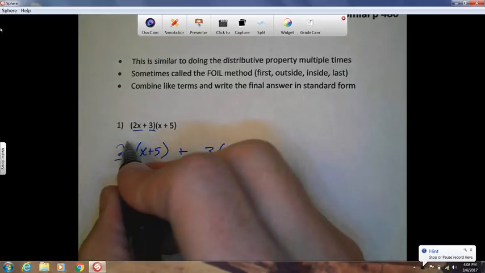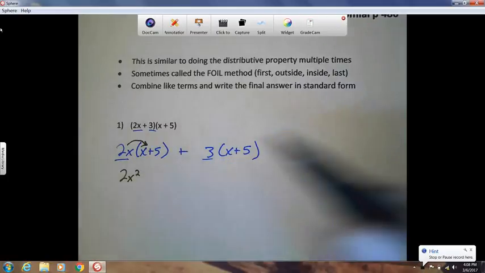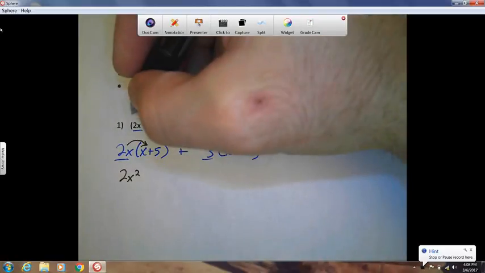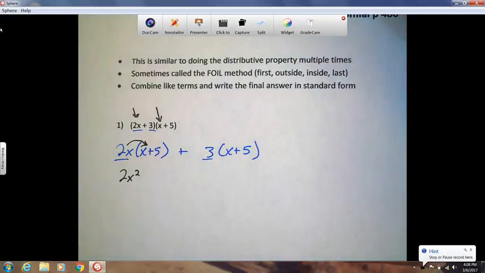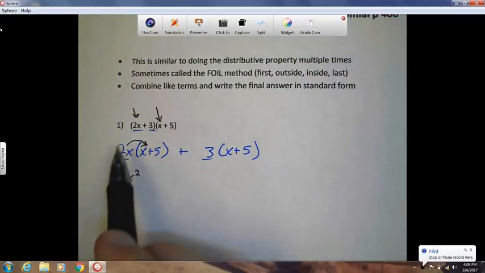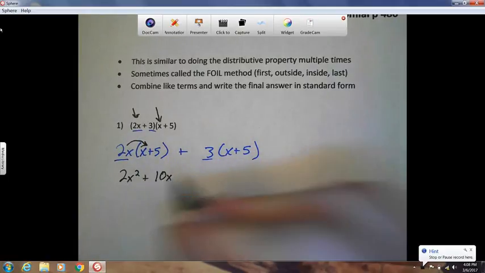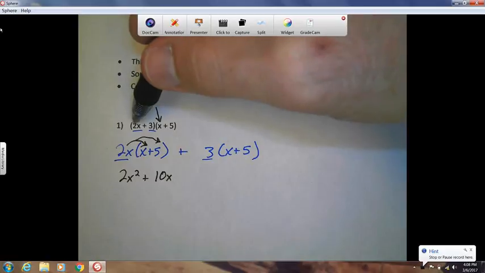So 2x times x is 2x squared. And when I look at the FOIL method, it says first. This is multiplying the first terms in both parentheses. Next, 2x times 5. So that's 10x. For the FOIL method, that's outside. Because the outside terms, the 2x and the 5, those are the ones that are on the outside.